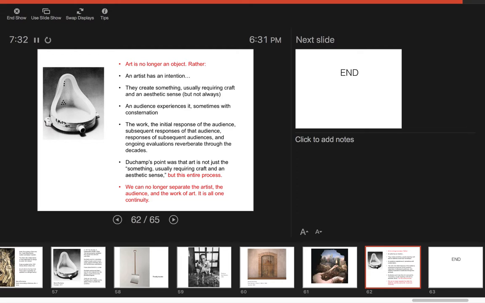The ongoing evaluations: people talk about it, think about it, rethink it, it gets in textbooks, reverberating through the decades. Duchamp's point was that art is not just the something, usually requiring craft and an aesthetic sense, but this entire process. We can no longer separate the artist, the audience, and the work of art. It's all one continuity. So that's an argument for later 20th century art.